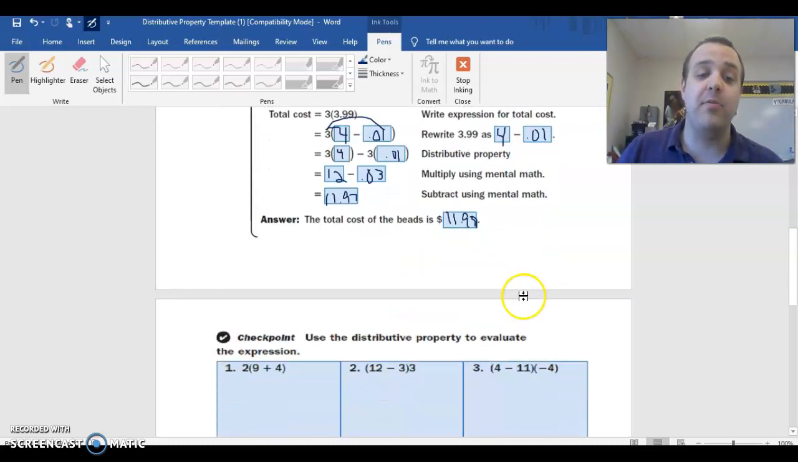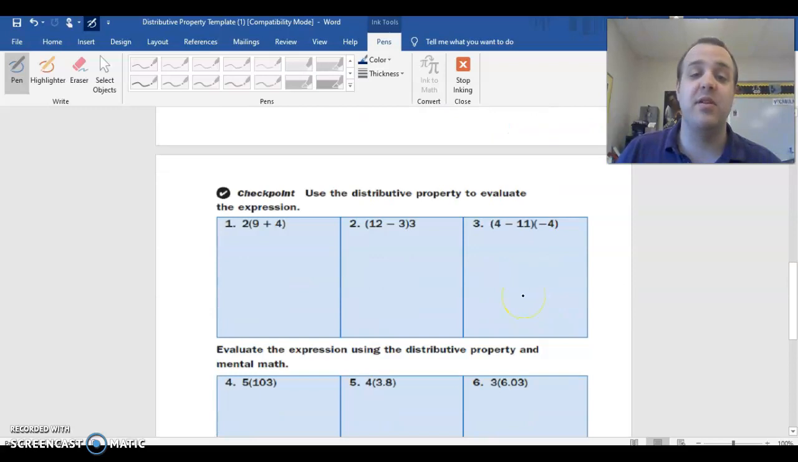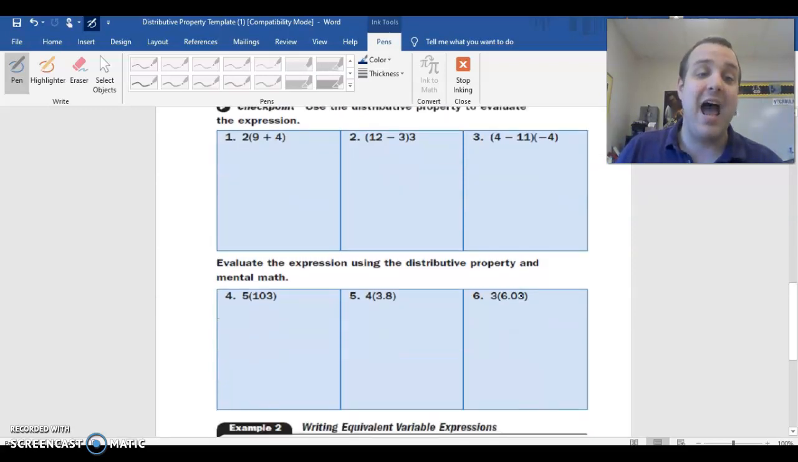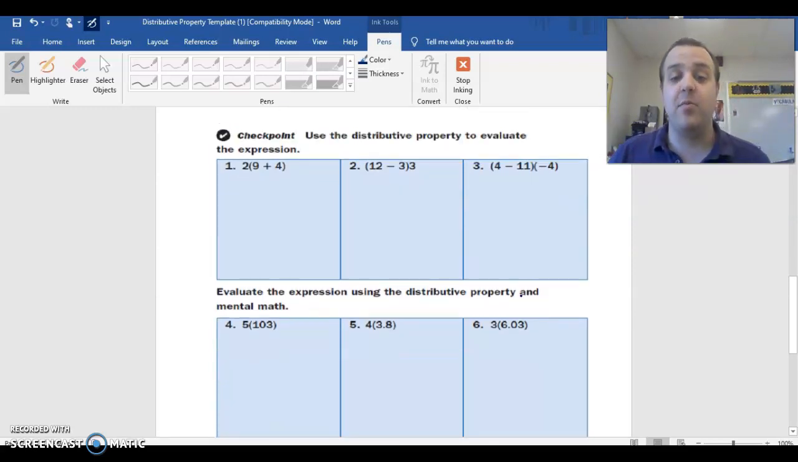Okay, so that's one example of a real life thing that we can use the distributive property on. All right. Now, we're going to stop here for a second. This is what we're going to call a checkpoint. Here's what I want you, ladies and gentlemen, to do. I want you to pause the video in a moment. So in a second, I'm going to say pause the video. I want you to pause the video.